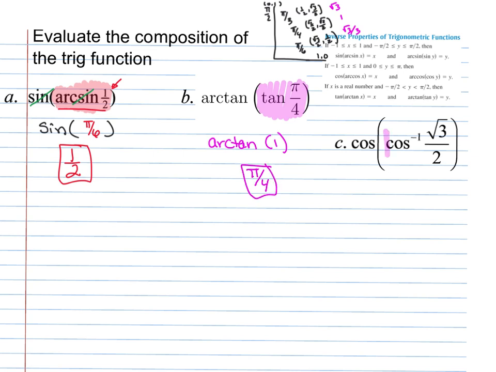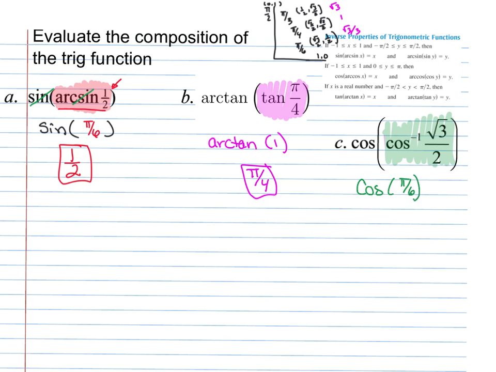Okay, next one, we're going to have inverse cosine of square root of 3 over 2. We're starting with our ordered pair value, and we know that these are our cosine values. So this is where we have square root of 3 over 2 for cosine. That corresponds with this radian measure, which is pi over 6. So now we're going to have cosine of pi over 6.